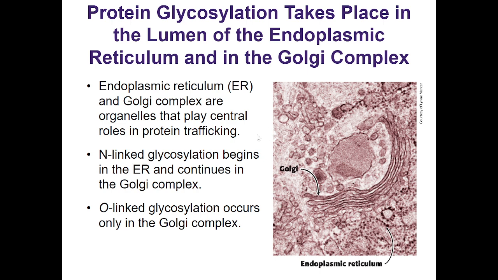So your endoplasmic reticulum, ER, and Golgi complex are going to be your organelles that play central roles in protein trafficking, essentially. The N-linked glycosylation will begin in the ER and will continue in the Golgi complex. So begin here, continue here. The O-linked glycosylation occurs only in your Golgi complex. So only here, none here. I don't know how much of that you've had before. Hopefully it fits in with what you've had.